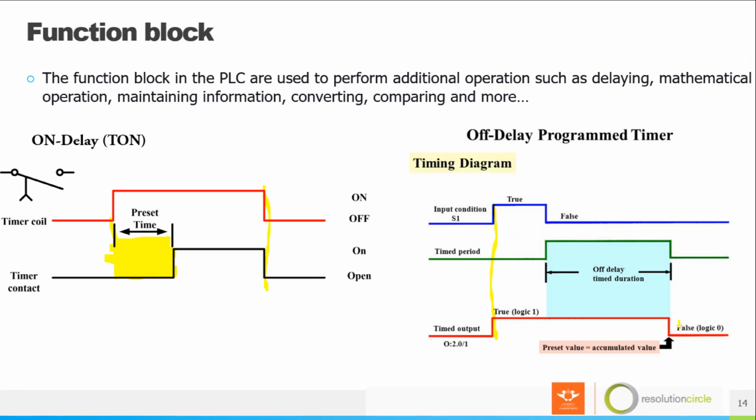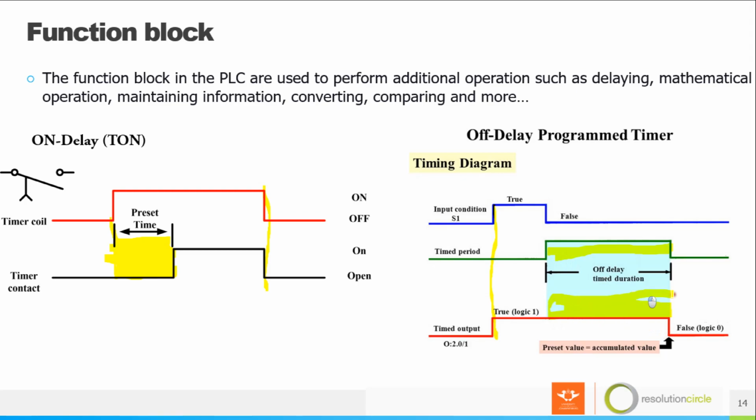The moment you cut your input, then your delay will start counting. This is the duration that it will count. Look at your output. It's still high, it's still on. It will be off when the time that you have set has elapsed.